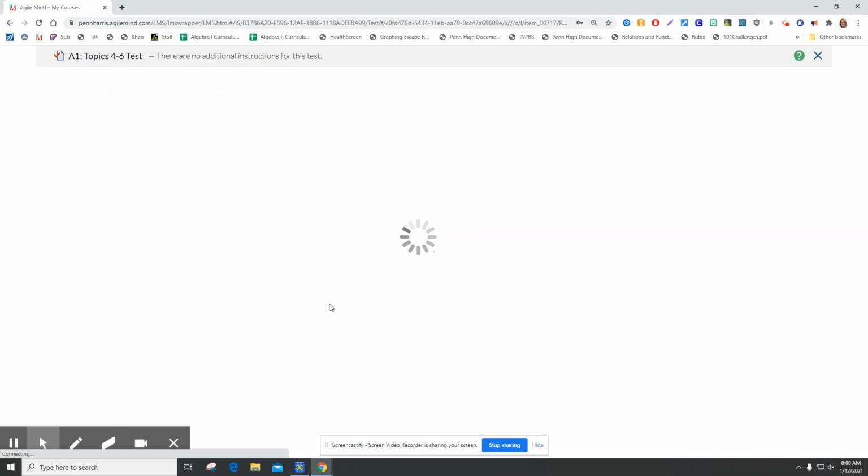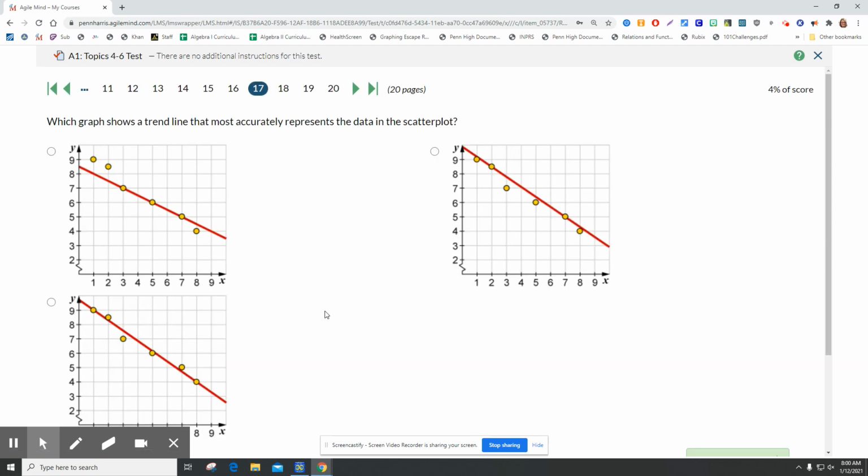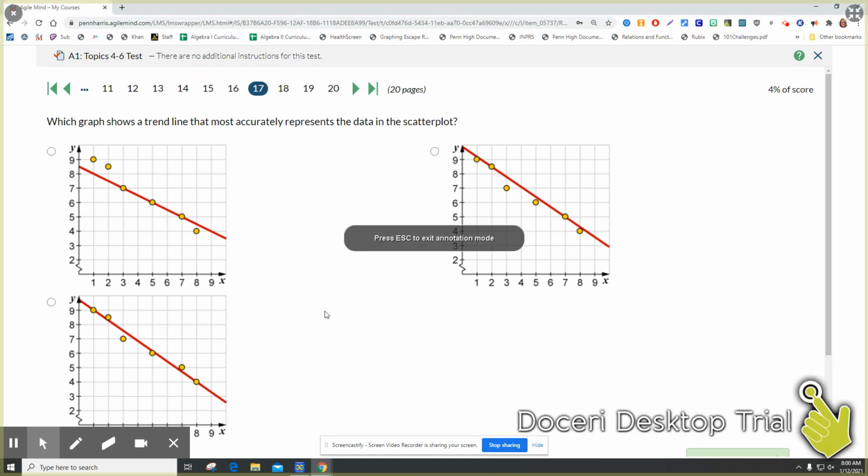Number 17. Which graph shows a trend line that most accurately represents the data in the scatter plot? As a reminder, guys, trend lines run through the data, which all of these do, okay? But with this, it needs to go through the majority of the data. Here, it does go through 3 data points. Here, it goes through 2. Here, it goes through 2.